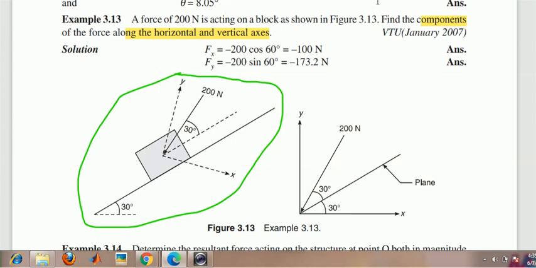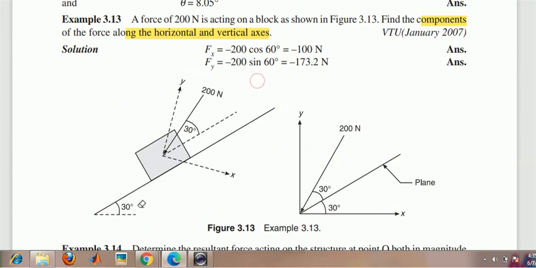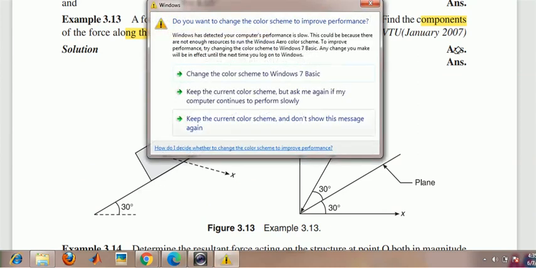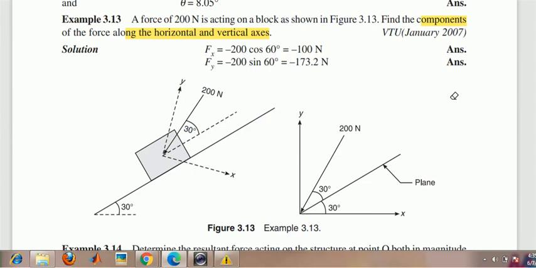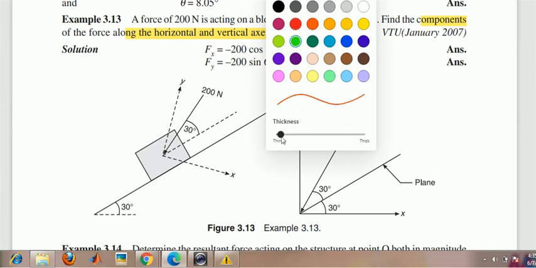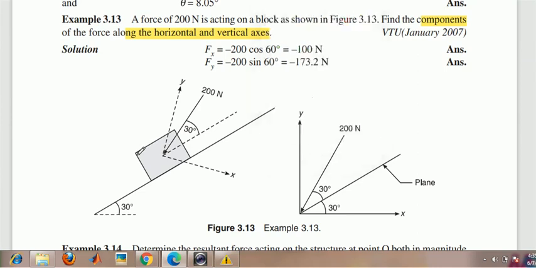So it is a very simple problem, but considering the inclination is important here. Somebody will write directly 200 cos 30 as the x component and 200 sin 30 as the y component, but that is wrong. So just observe the figure. What is given? This is a block.